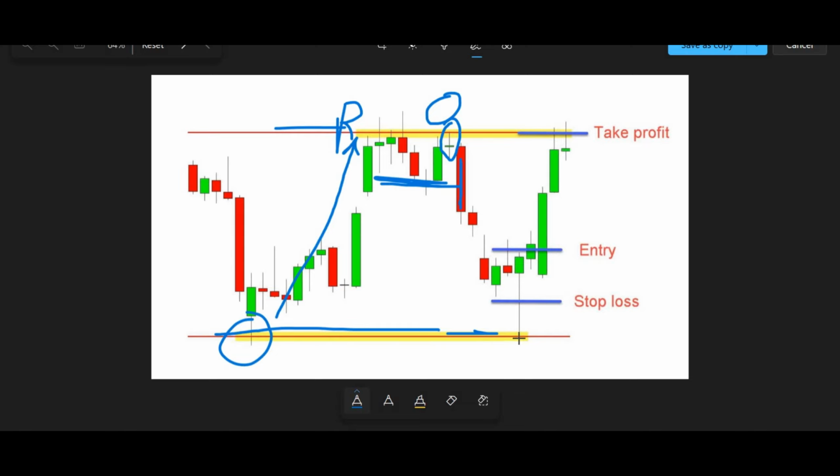And now you can see here what happened. The price touched this support zone, and most likely it's going to reverse from here too, and hit the resistance level again. So why not take the chance and trade again here, right?